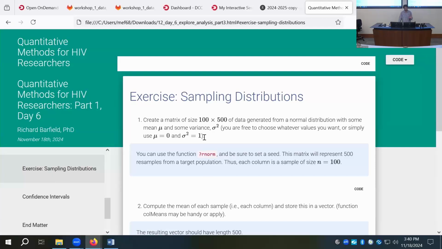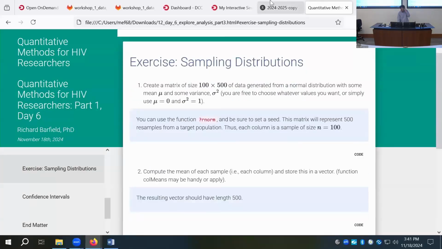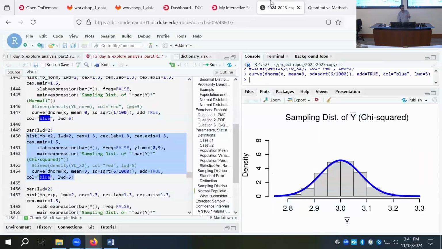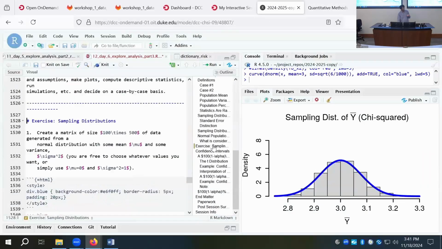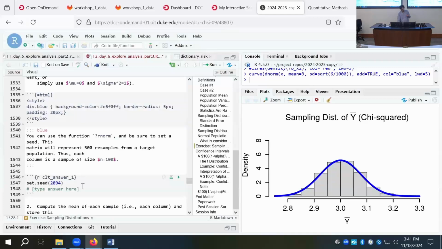So we're going to redo what I was talking about. We're going to create a matrix of size 100 by 500 generated from a normal distribution with some mean mu and some variance. We'll set a seed so that we all have the same values. I use 2894.